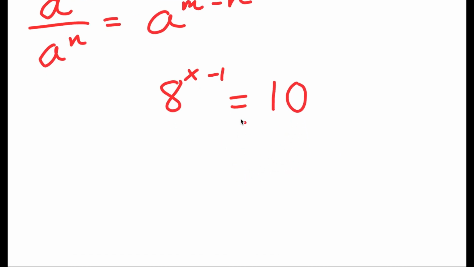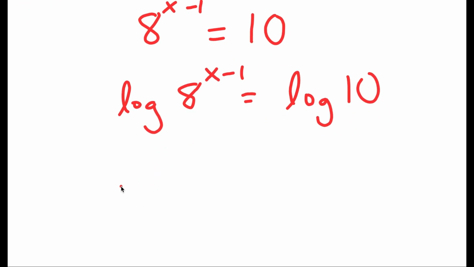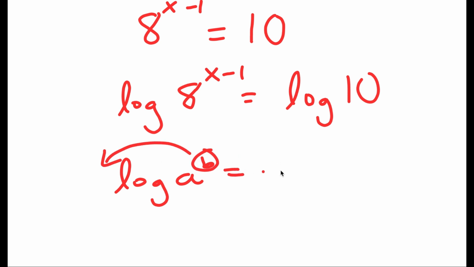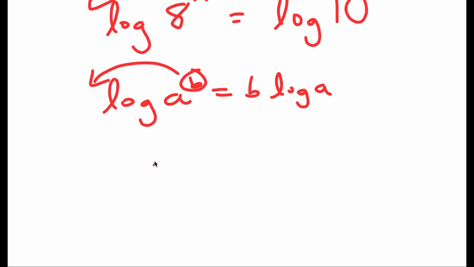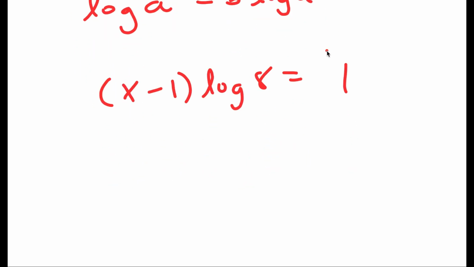Now is where the slightly confusing part comes in. I'm going to bring in logarithms to this. So I'm going to take the log on both sides, and I get log 8 to the power of x minus 1 is equal to log of 10. And an important property of logarithms is that if I have something in the form log a to the power of b, I can move this b to the front, so this turns into b times log a. So in this case, I'm going to move x minus 1 to the front. So I get x minus 1 times log 8 is equal to log of 10, which is actually equal to 1. Log of 10 is 1.